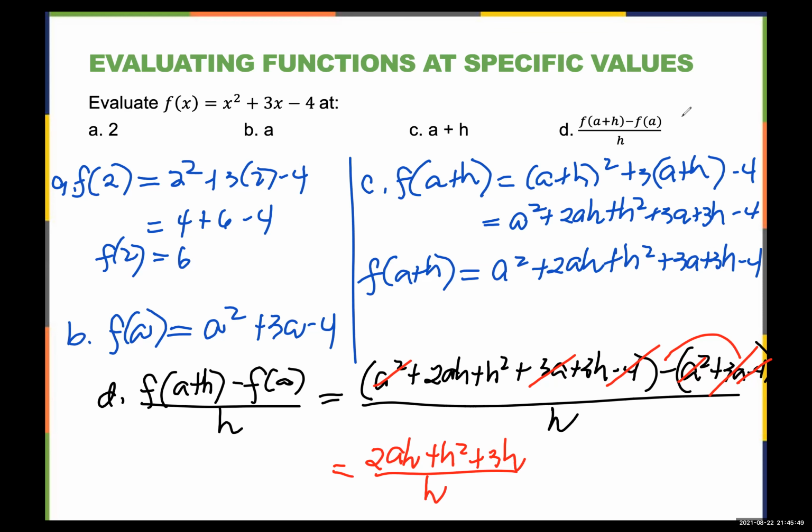And we're not done yet. There is a common factor of h. We factor out h, so we have h times (2a plus h plus 3) over h. And we simplify. So this is equal to 2a plus h plus 3.